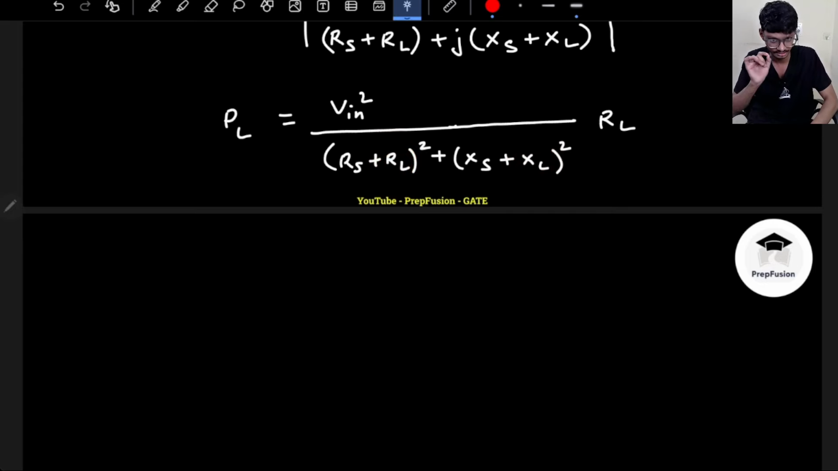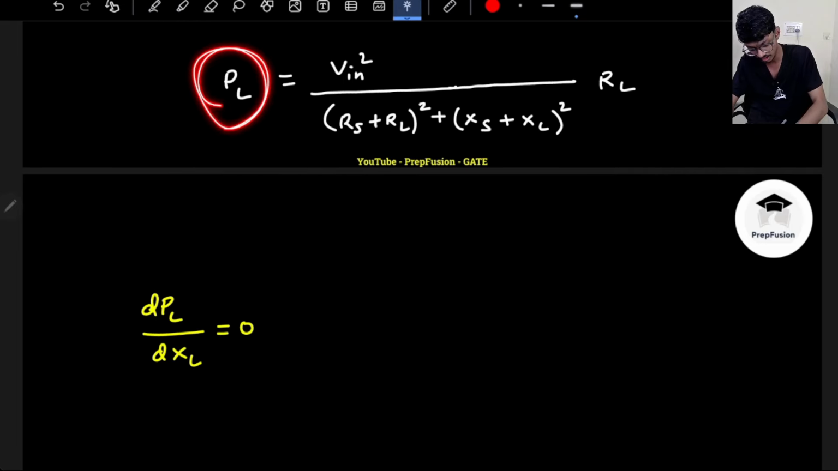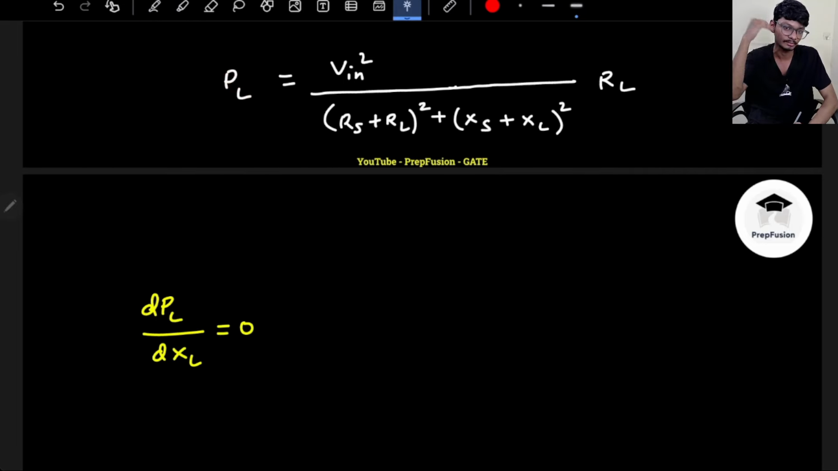The reason I will explain in a second. Okay, so let me differentiate this expression, dPL/dXL, and equate it with 0 for maximum power transfer, because then only PL will be maximum, right? If the differentiation of this is 0, either I will get maxima or minima. In this case it will be maxima.